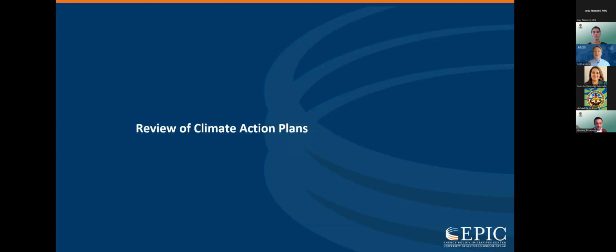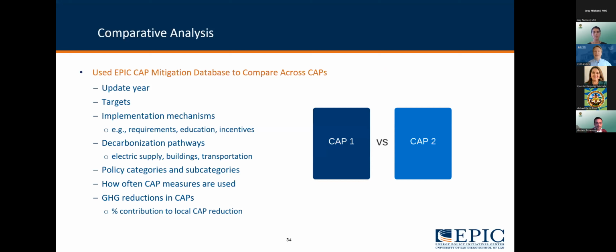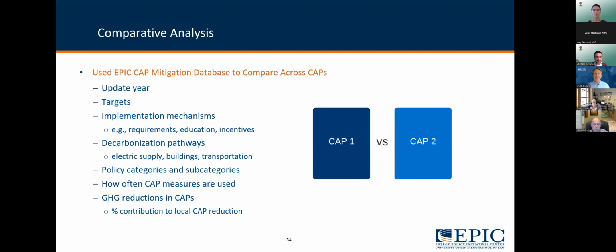The second analysis we conducted was a review of climate action plans in the region. This is a factual representation of the climate action plans to determine similarities and differences among caps. As I mentioned earlier, we did not evaluate or rank any caps or any specific measures. I'll discuss this later in the presentation, but it's not advisable to add up the greenhouse gas emissions across caps, which we didn't do, and I'll explain that in a future slide.